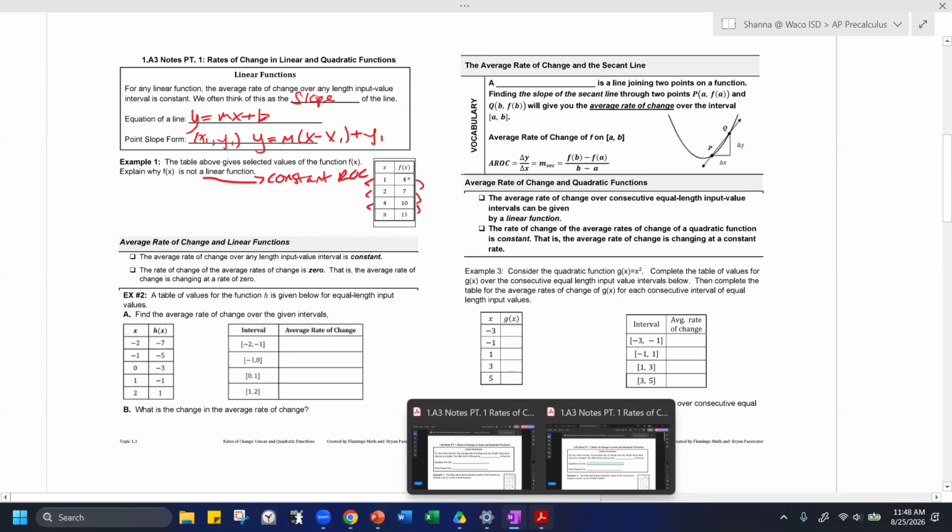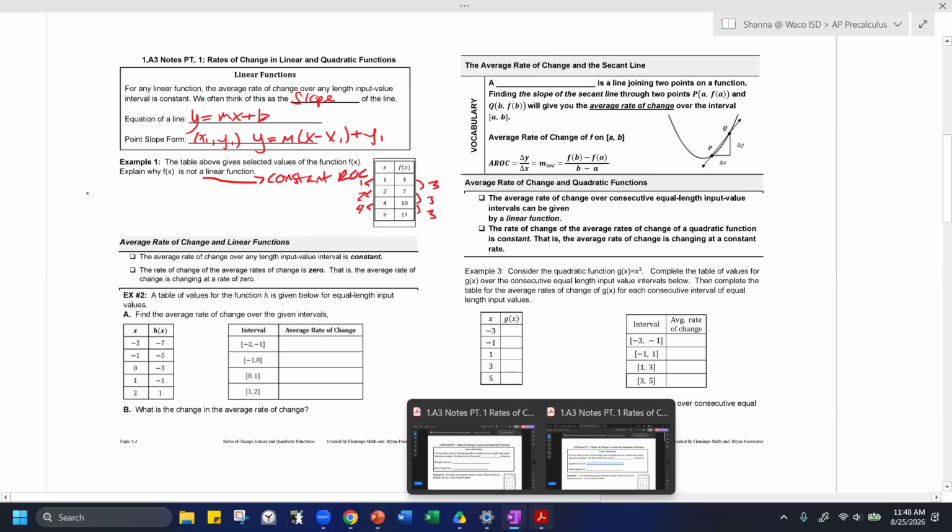We start with 7 minus 4 over 2 minus 1. So 7 minus 4 gives us 3. 10 minus 7 gives us 3. 13 minus 10 gives us 3. Now we do the change in our x's: 2 minus 1 is 1, 4 minus 2 is 2, 8 minus 4 is 4.